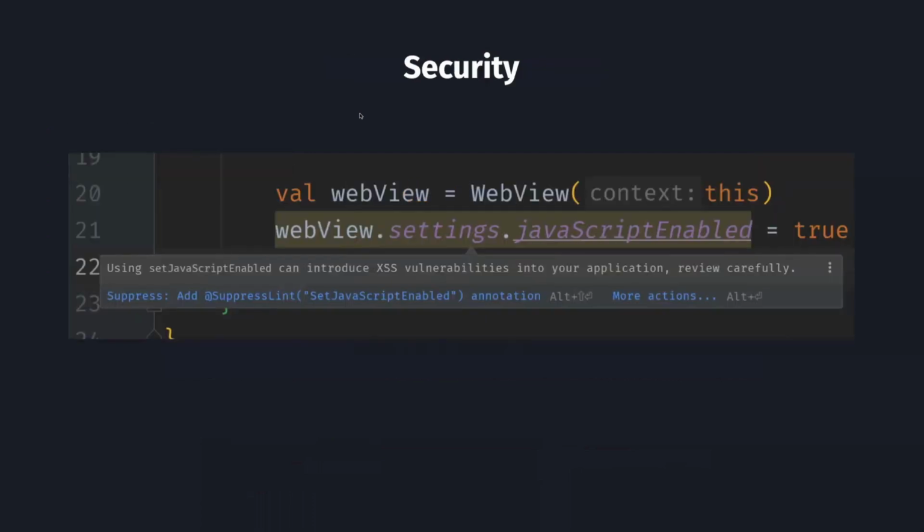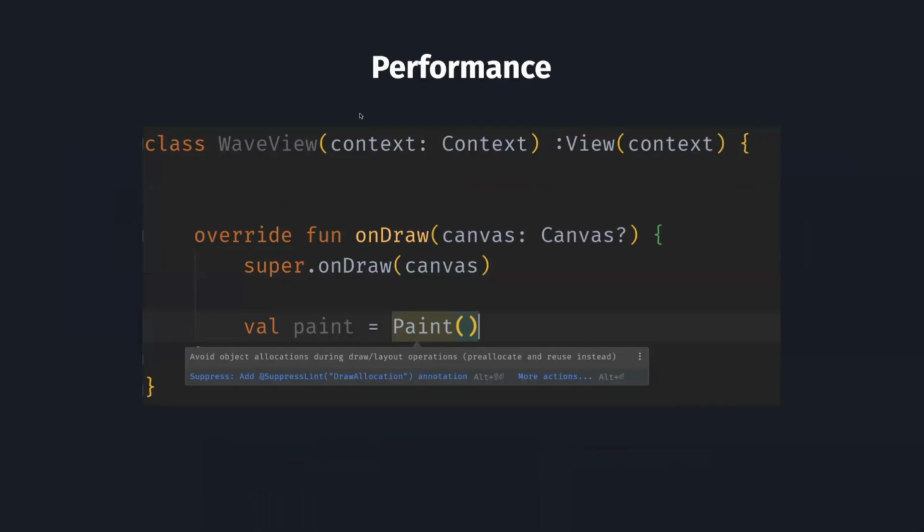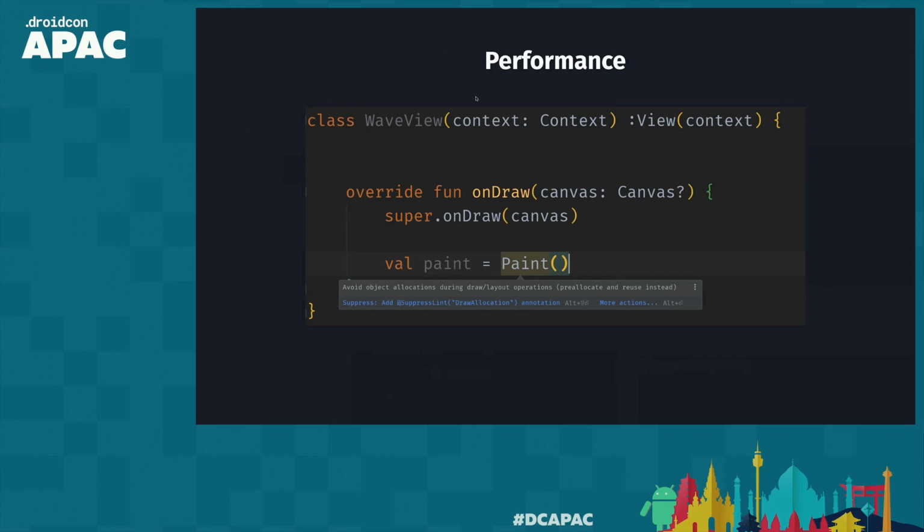If you've worked with web views and had to enable JavaScript on the web view, you surely would have seen this warning where Lint tells you that enabling JavaScript can lead to vulnerabilities and hence you should review this carefully. Lint also has a check for a common performance issue where people end up allocating objects inside the onDraw. And Lint gives you the suggestion here that instead of allocating objects inside your draw or layout operation, you should pre-allocate and reuse them instead.